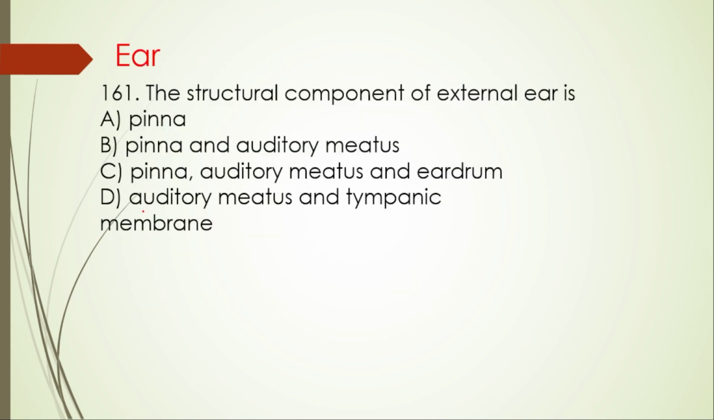Now next questions from the ear. The structural component of the external ear is: A. Pinna, B. Pinna and auditory meatus, C. Pinna, auditory meatus and then eardrum. This one is right.